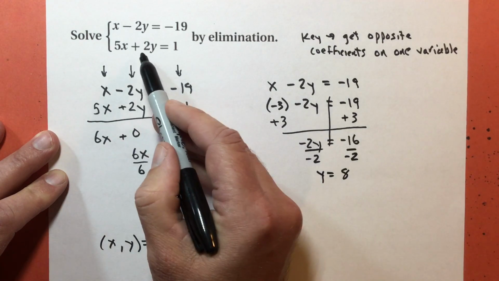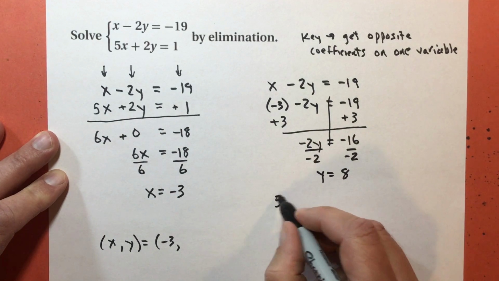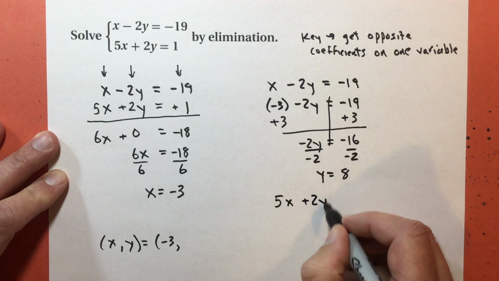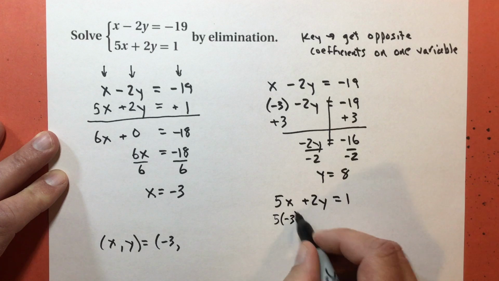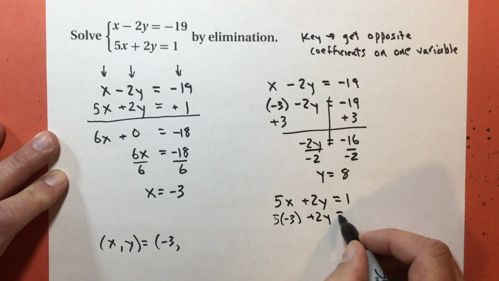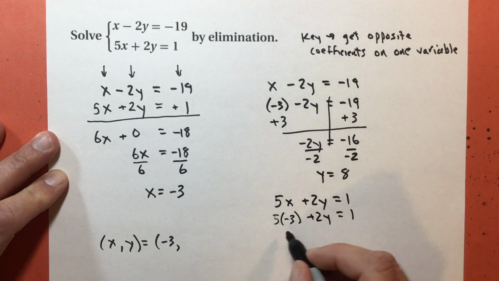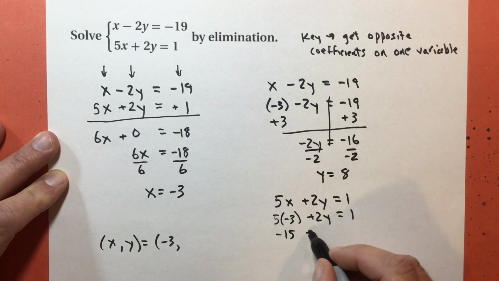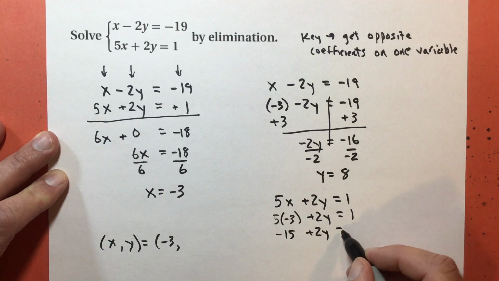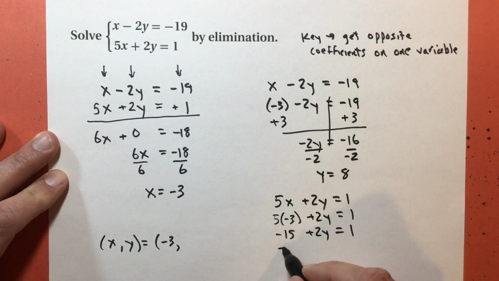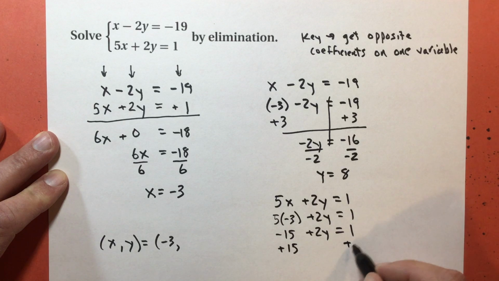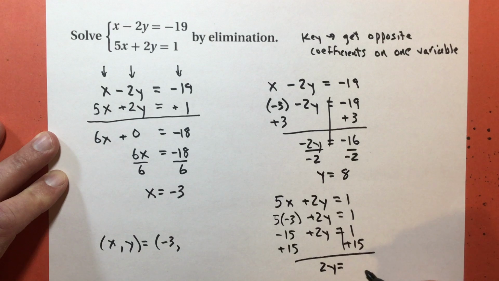Now let's try the other equation. 5x plus 2y equals 1. 5 times negative 3 plus 2y equals 1. 5 times negative 3 equals negative 15. And the opposite of negative 15 is positive 15. So I'm going to add positive 15 to both sides. 2y equals positive 16.